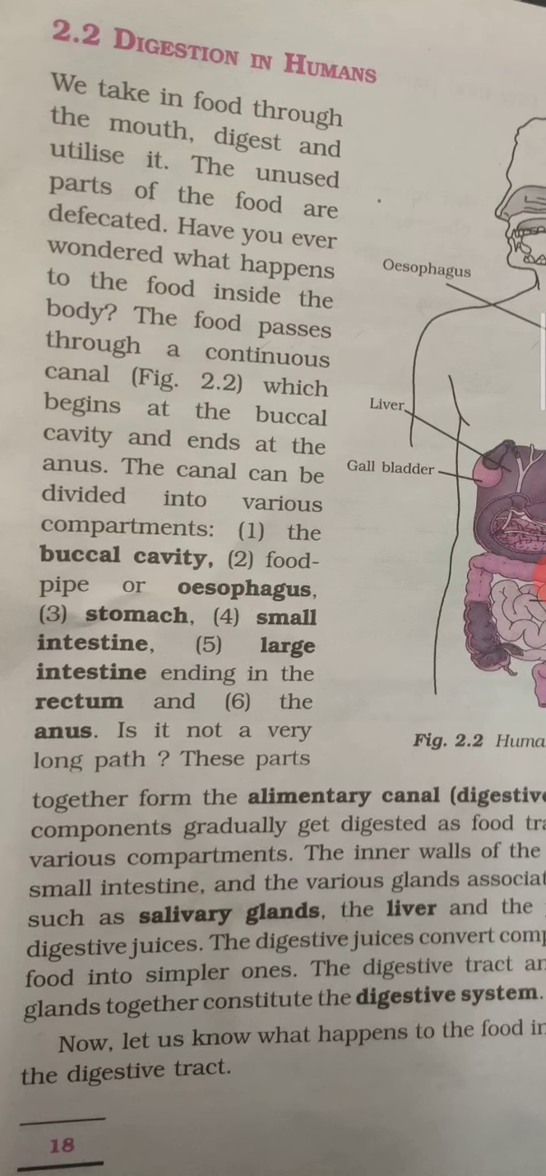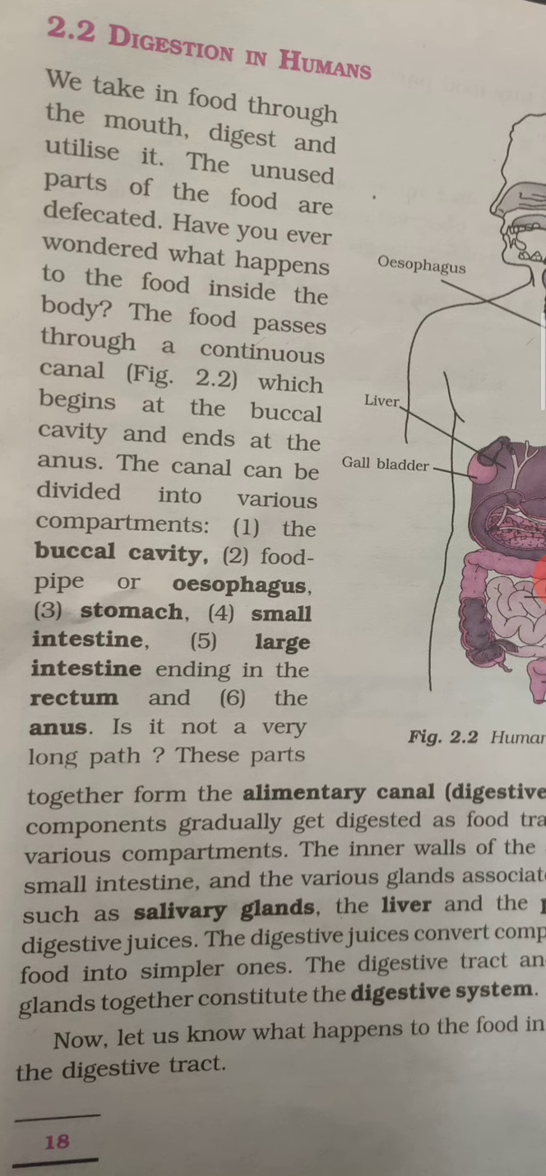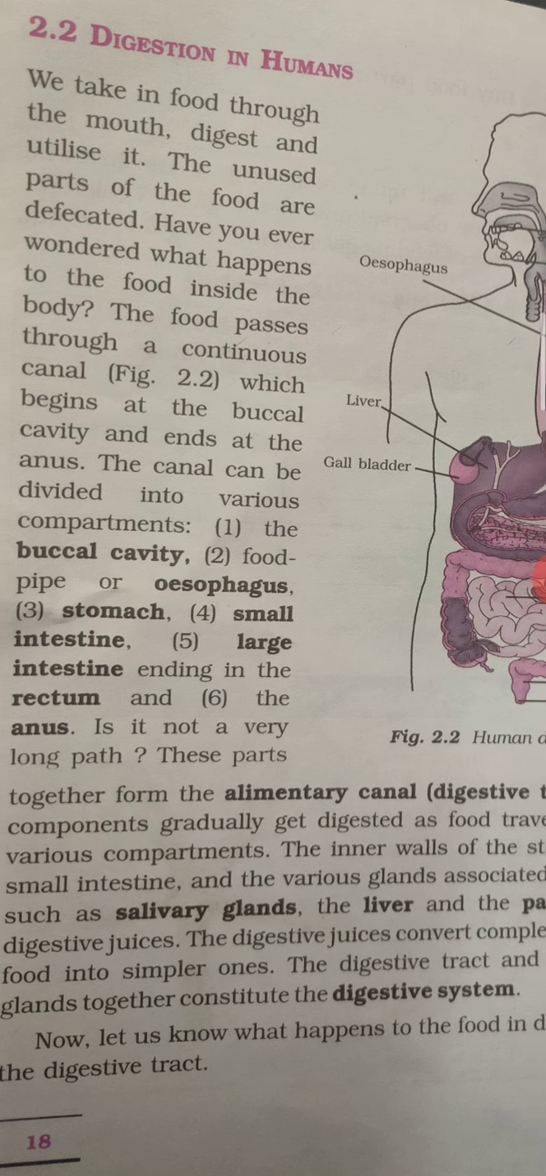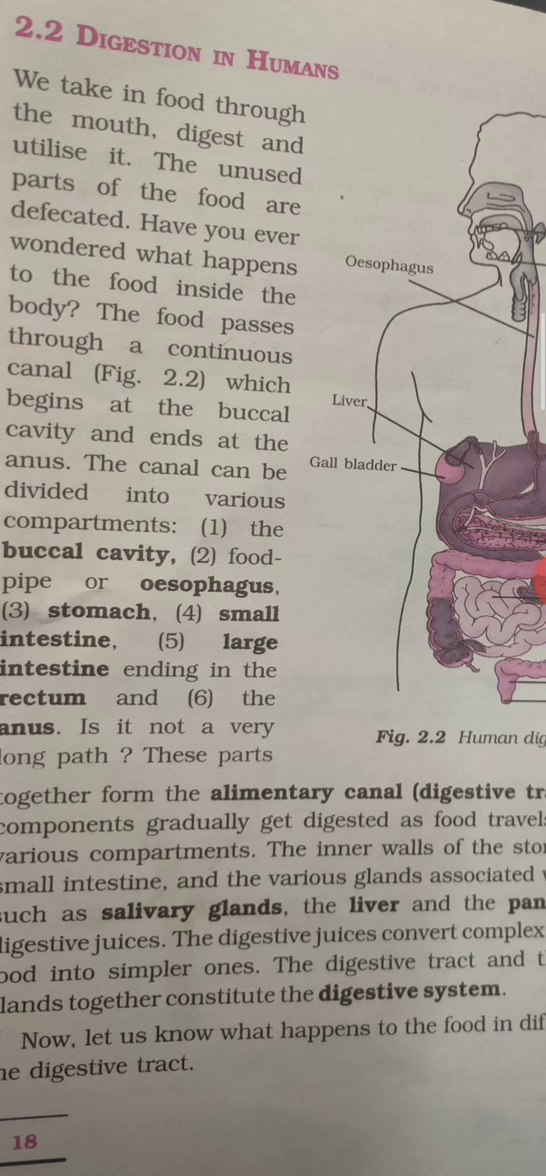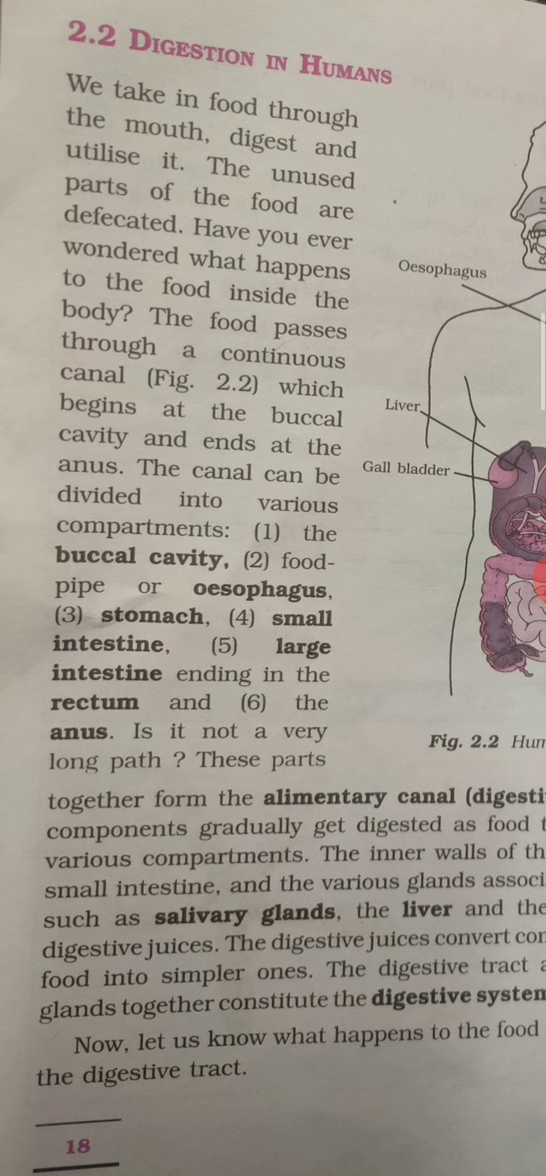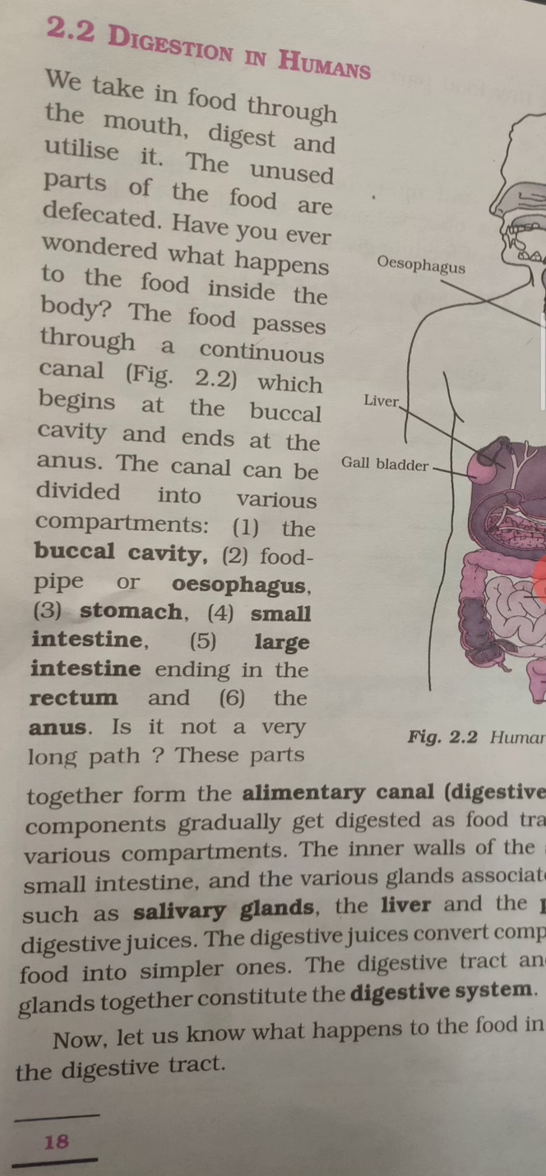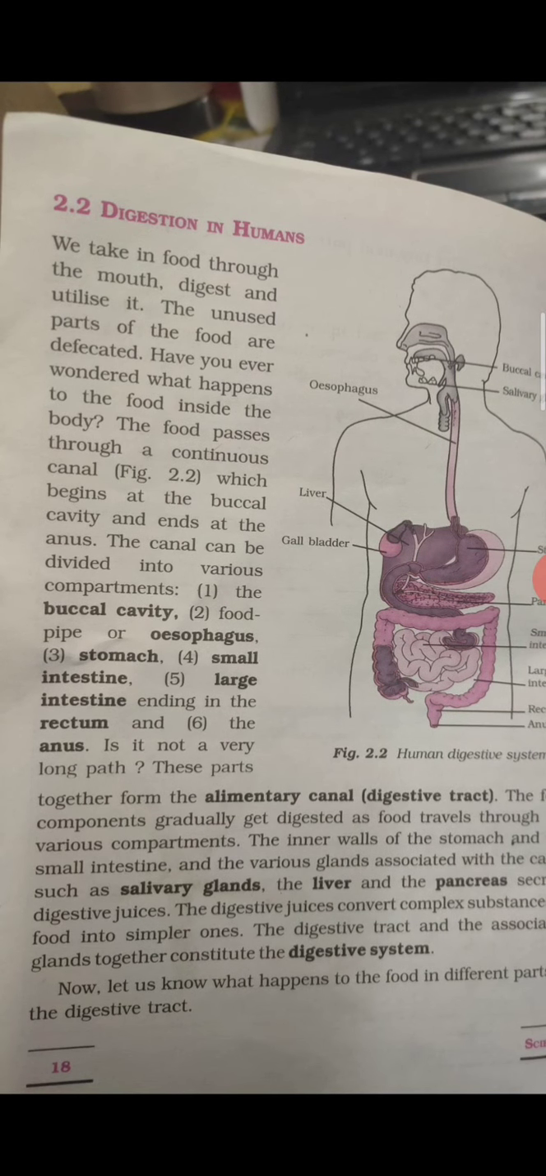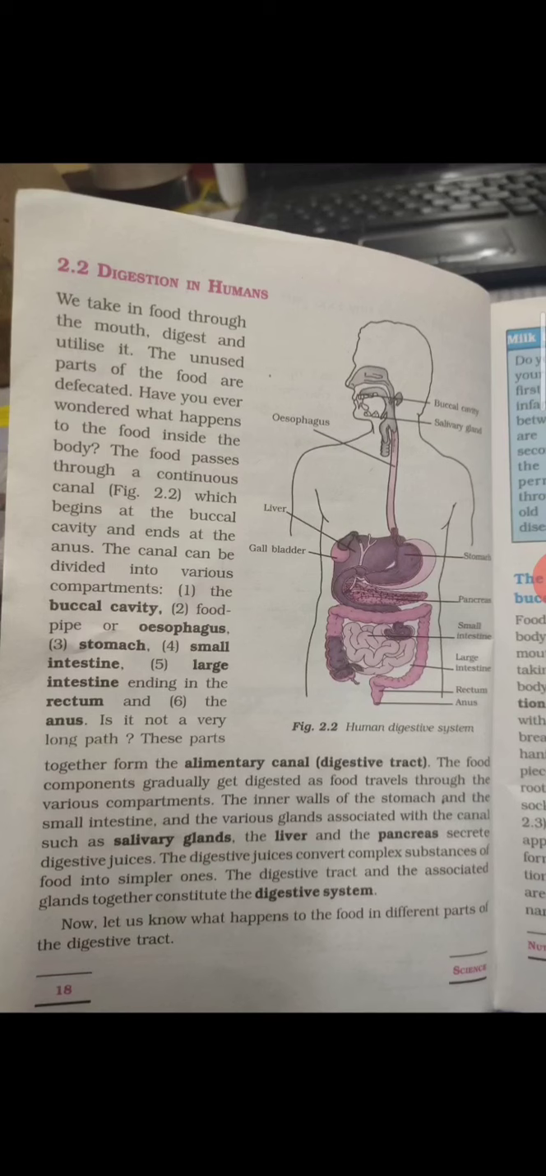Large intestine ending in the rectum, and sixth is anus. So this alimentary canal can be divided into 6 different parts. So it is not a very long path. These parts together form the alimentary canal, also called the digestive tract. So the food components gradually get digested as food travels through the various compartments.